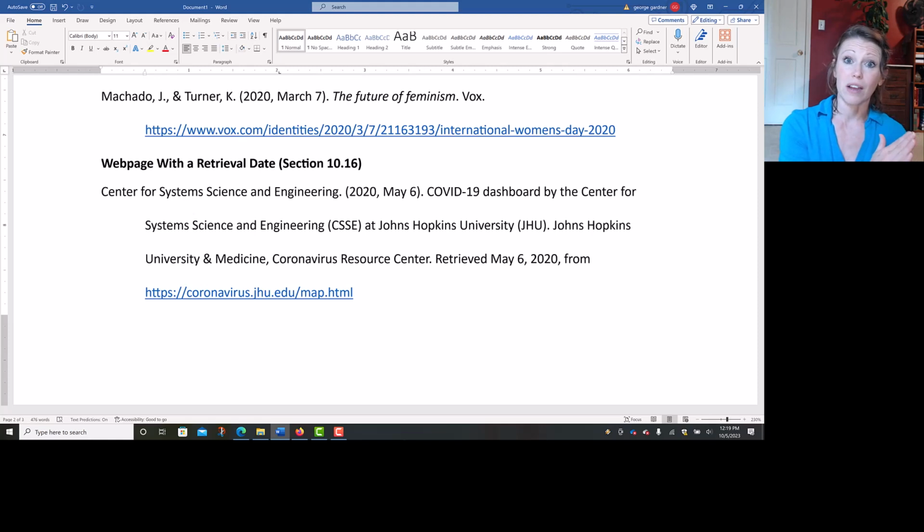Period marks the end of the author space, the author element. Date element, again in parentheses: year, comma, spell out the month and day. Put a period to mark the end of the date element. Move on to the title.